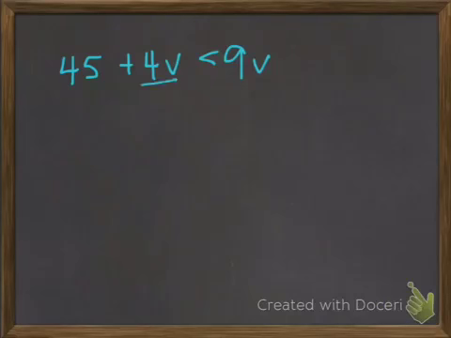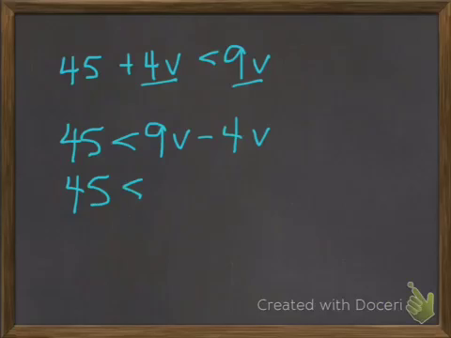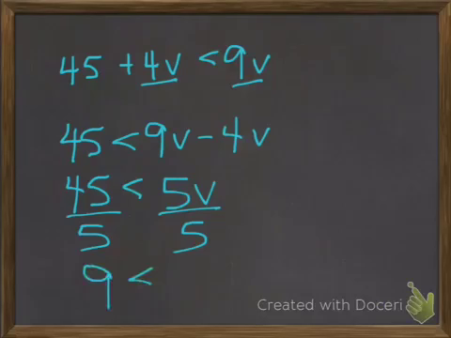I'm going to put the variables together. I want all of my variables on one side, and all my regular numbers without variables on the other. So I'm left with 45. I need to subtract 4v: 45 is less than 9v minus 4v. 45 is less than 9 minus 4, which is 5v. Now I have a single step, so I can divide both sides by 5. 45 divided by 5 is 9. That's a positive number, so my sign stays the same, and I get 9 is less than v. And you can leave your answer like this.